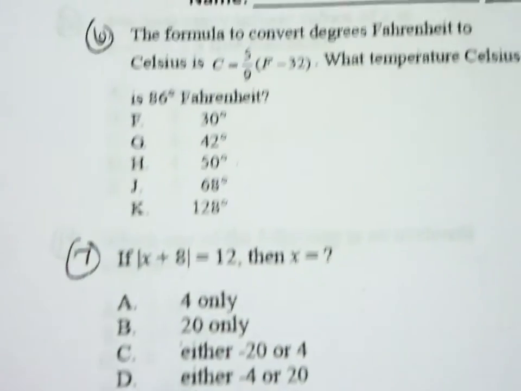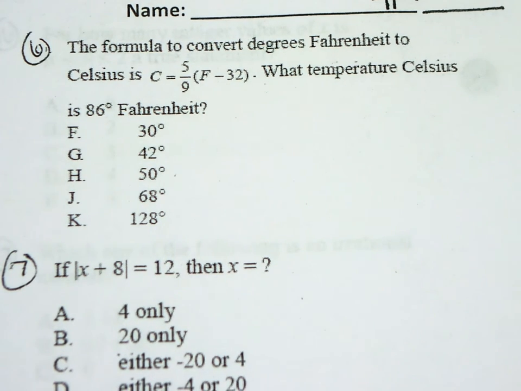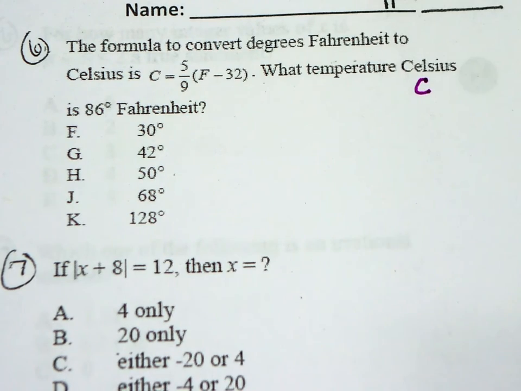So let's go ahead and do 6. Number 6 is a basic substitution question. So the formula to convert degrees to Fahrenheit is C equals 5/9 times F minus 32. We want to know the Celsius temperature. So Celsius in this case is C, and then 86 Fahrenheit.